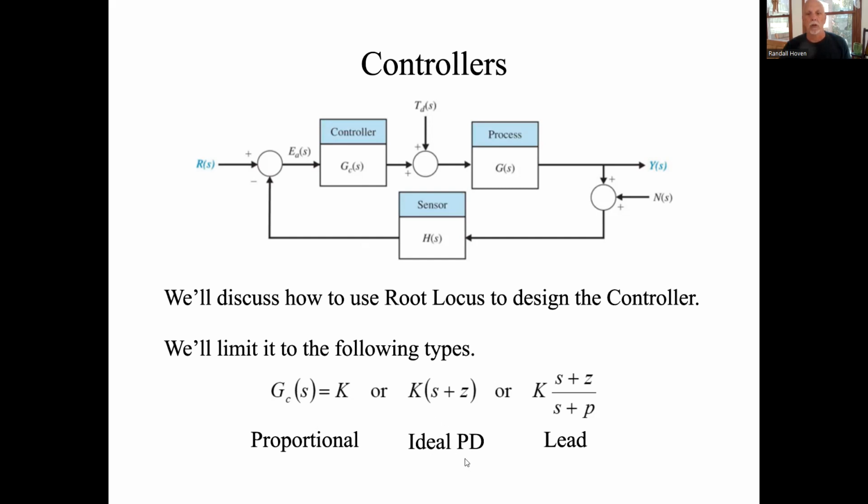The second one is called ideal PD, which stands for proportional differential. It has a 0. It's technically not physically realizable, but we'll consider it anyway. And then the third type is called just a lead, meaning the P is much greater than Z, or the pole is much further to the left than the 0.